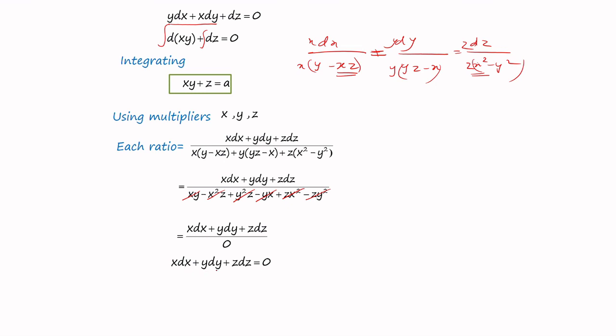x dx plus y dy plus z dz is equal to 0. You have to integrate this. What is the integration of x dx? x squared by 2 plus y squared by 2 plus z dz is z squared by 2 is equal to some constant c1. Why are we taking c1? Because the denominator has a 2. That is to keep the final solution neat. Nothing wrong if you take it a different way. So we take this 2 to the other side: x squared plus y squared plus z squared is equal to 2 c1.